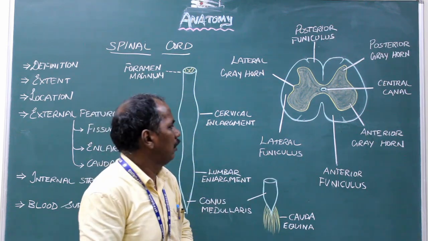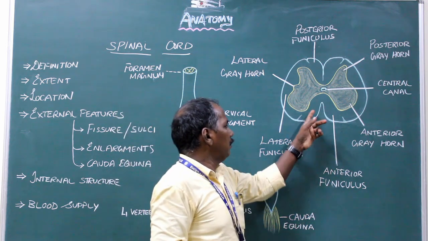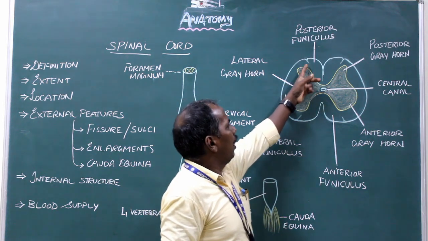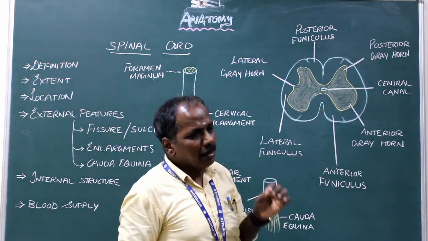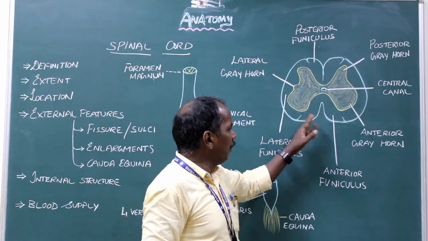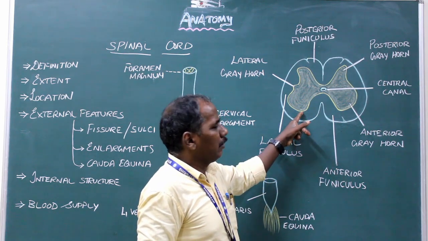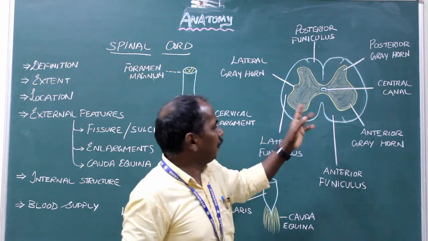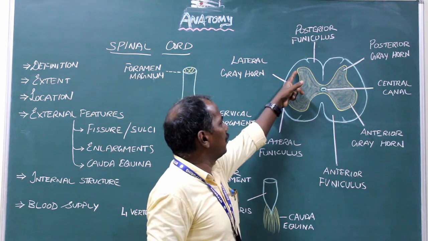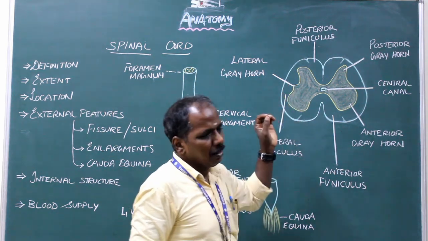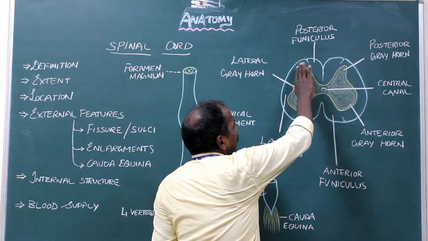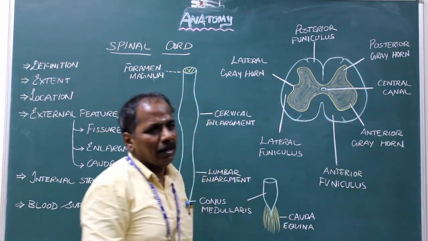White matter is divided into anterior funiculus, lateral funiculus and posterior funiculus. What is the anterior funiculus? It is the part of the white matter present medial to the anterior grey horn. The lateral funiculus is the part of the white matter present between the anterior grey horn and the posterior grey horn. So this is the lateral funiculus. The posterior funiculus is the part of the white matter present medial to the posterior grey horn.